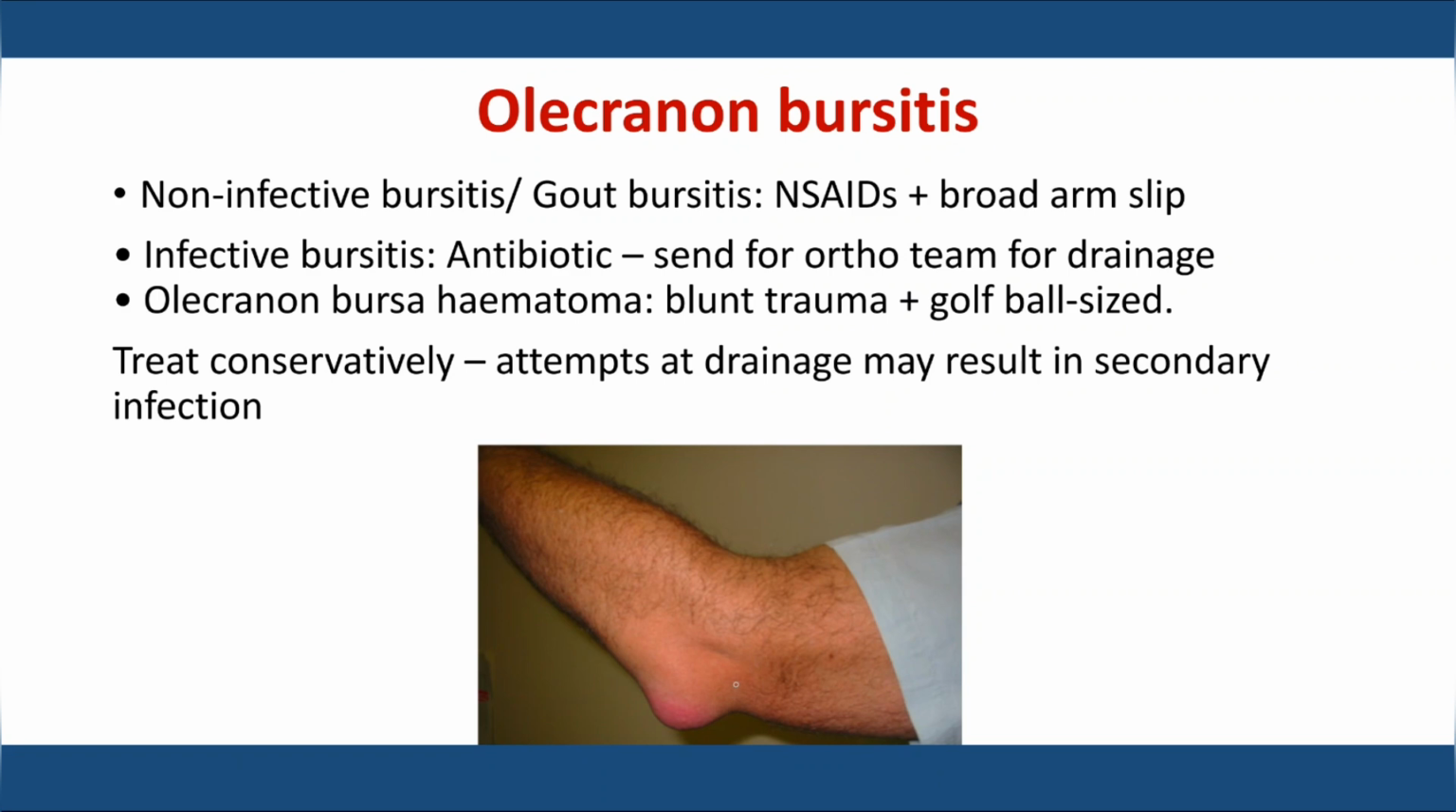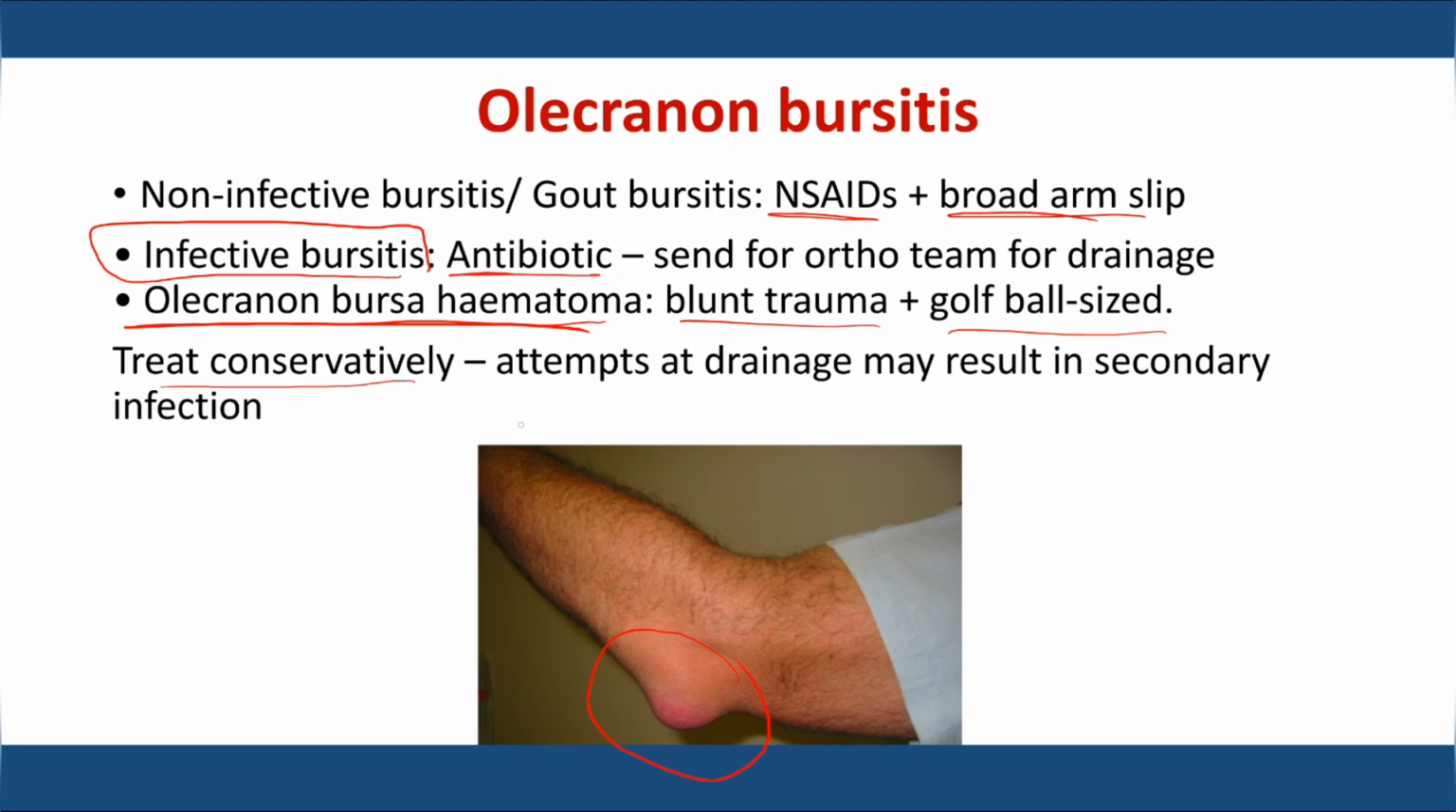Olecranon bursitis. We have non-infective bursitis, for example gout bursitis. You treat it with non-steroidal drugs and a broad arm sling. If you suspect bacterial infection, give antibiotics and send for orthopedics for drainage. Olecranon bursa hematoma could sometimes happen with blunt trauma, with a ball-sized hematoma forming. Send for orthopedics. Usually treatment is conservative because attempts at drainage of that hematoma lead to secondary infection.